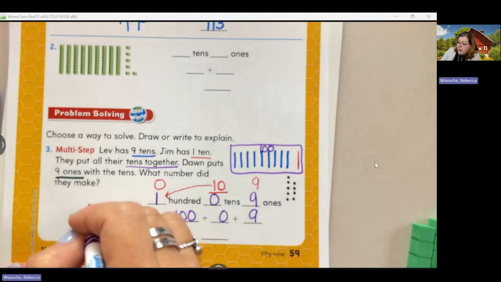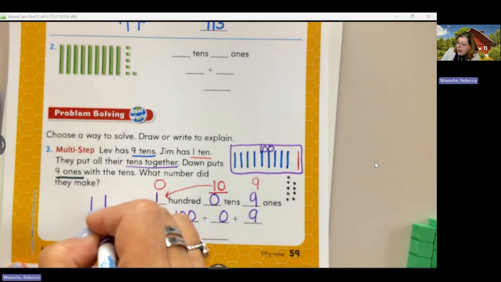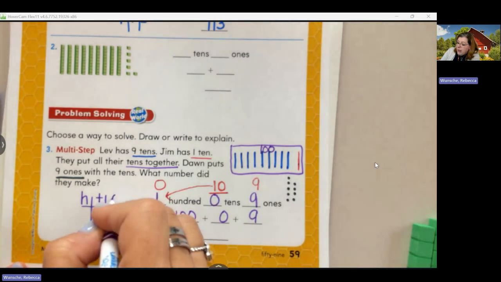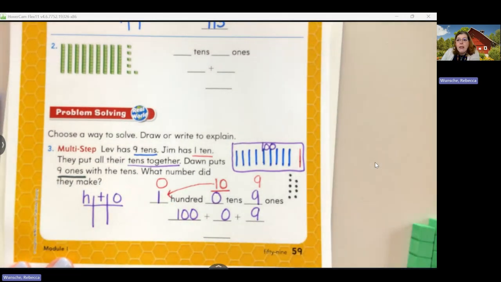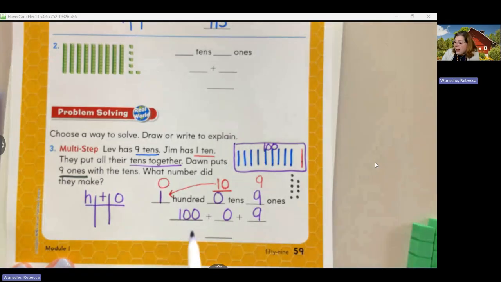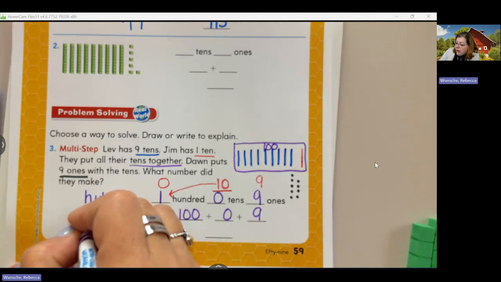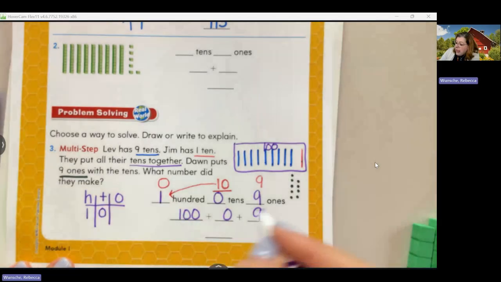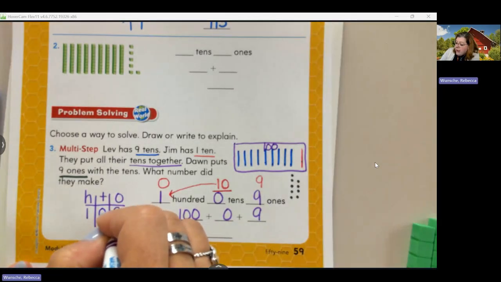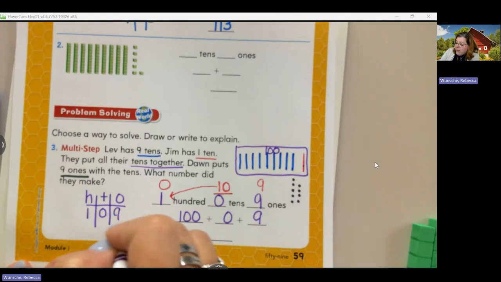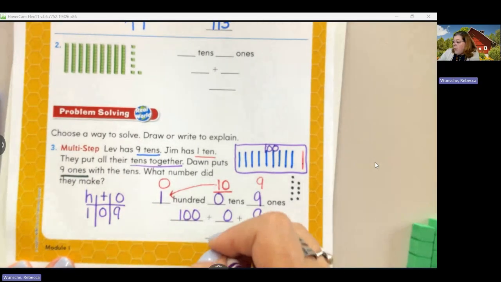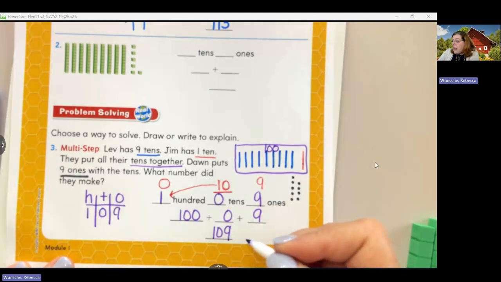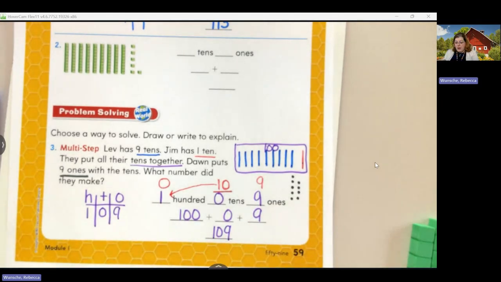So I'm going to go to my place value chart, my HTO chart, and I'm going to plug my numbers in and see if my magic standard form comes to light. So I have 1 hundred, I have 0 tens, and I have 9 ones, and look, just like that, there is my magic standard form of the number, 109.